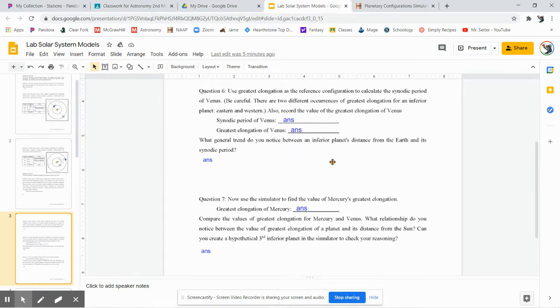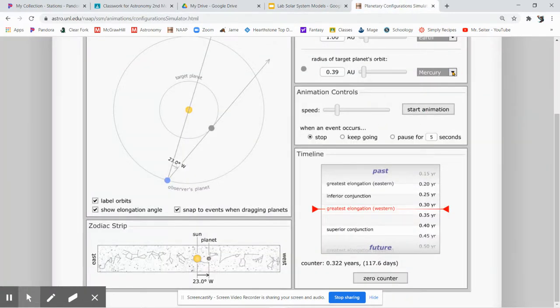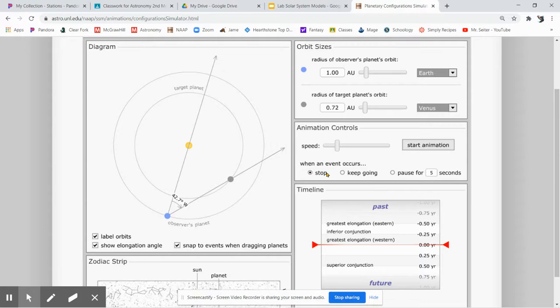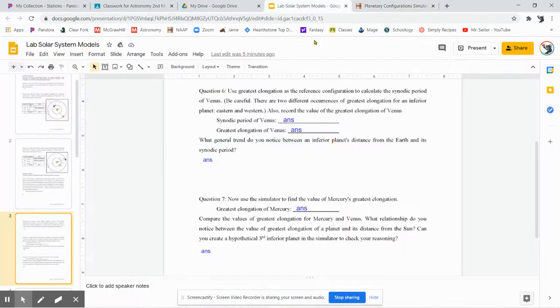All right, use the greatest elongation as a reference configuration to calculate the synodic period of Venus. So let's check out Venus now. We're changing this to Venus. Boom. All right, we're going to zero the counter. We're going to keep it to where it stops. And then let's read this question a little more. Use the greatest elongation as a reference configuration to calculate the synodic period of Venus. Be careful, there are 2 different occurrences of greatest elongation for an inferior planet, eastern and western. Also, record the value of the greatest elongation of Venus.